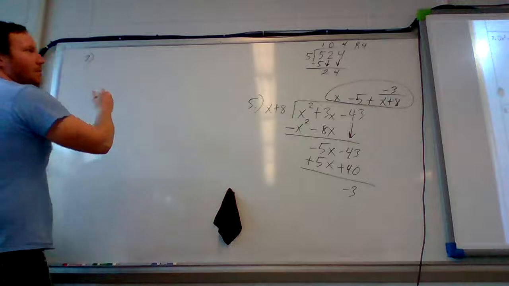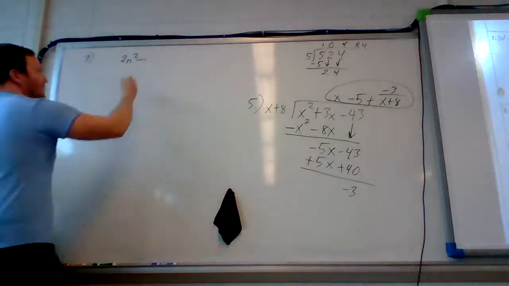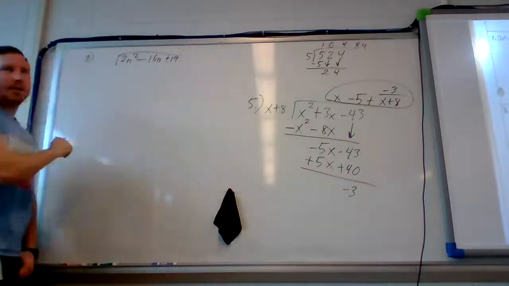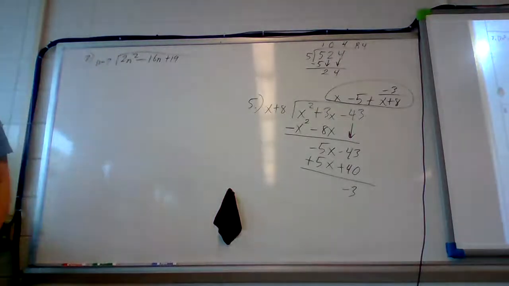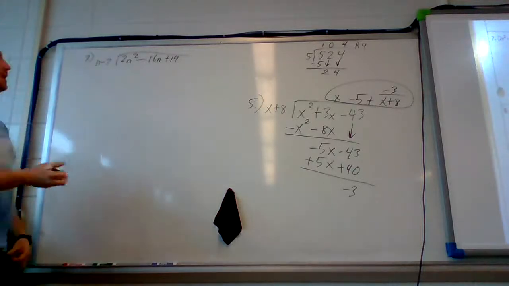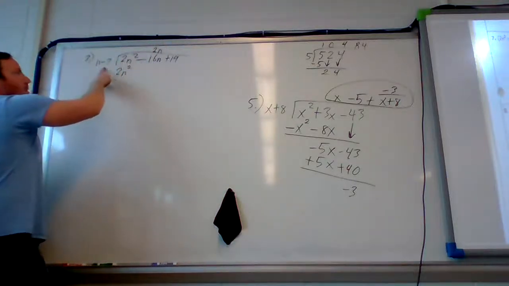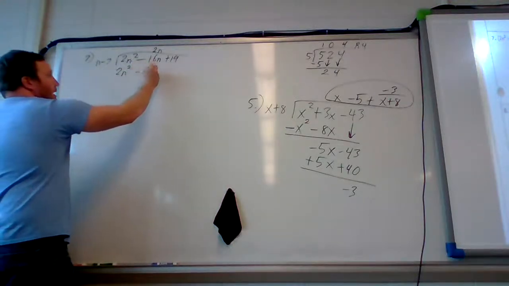So we got 2n squared minus 16n plus 19 divided by n minus 7. So how can we turn n into 2n squared? Multiply by 2n. So that gets us 2n squared. And we also need to multiply by the negative 7. So that gets us negative 14n.